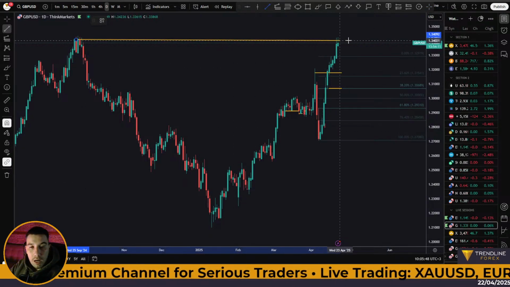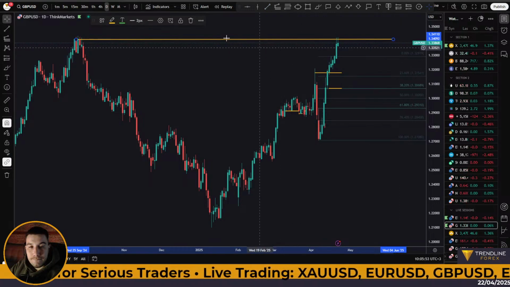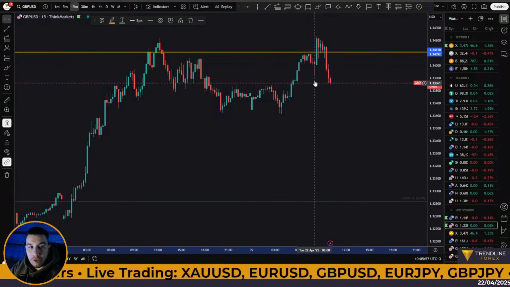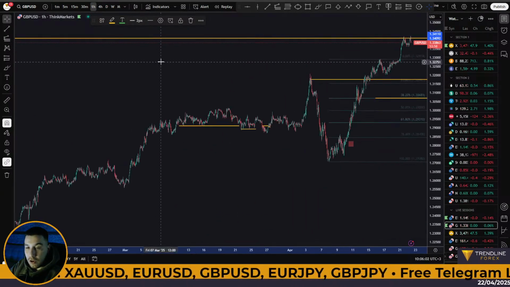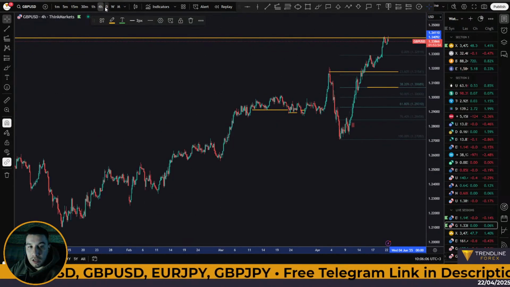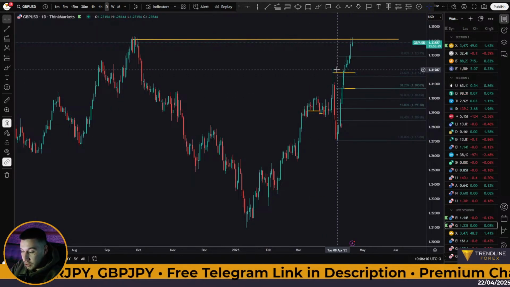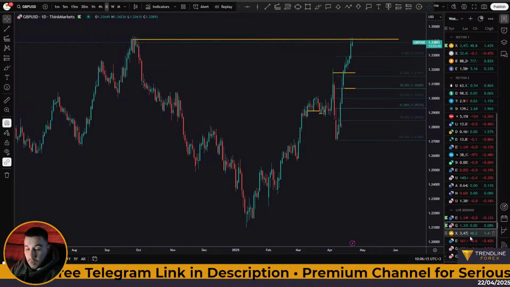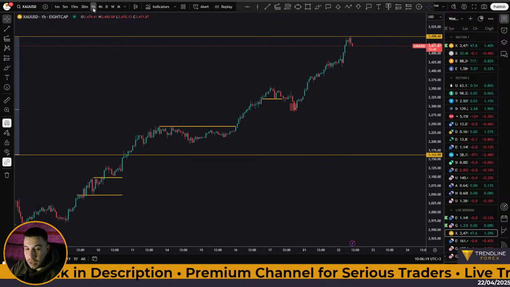I'm just going to mark out the resistance right here. So that's why we've got this reaction here on pound dollar. We are currently testing the resistance from the 4-hour, the 1-hour time frame. So this is something completely normal. Well, it's actually a daily resistance, as you can see. But anyways, what else? We have gold, of course, with a strong continuation to the upside.